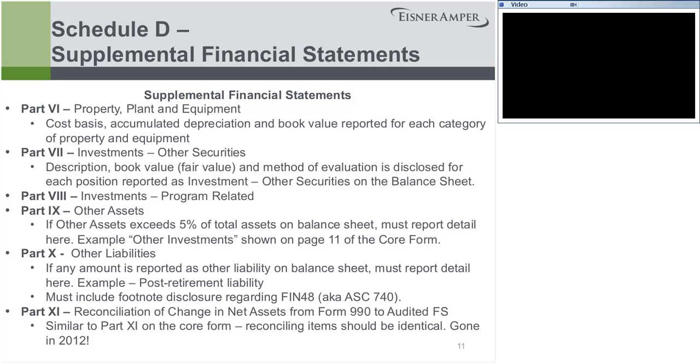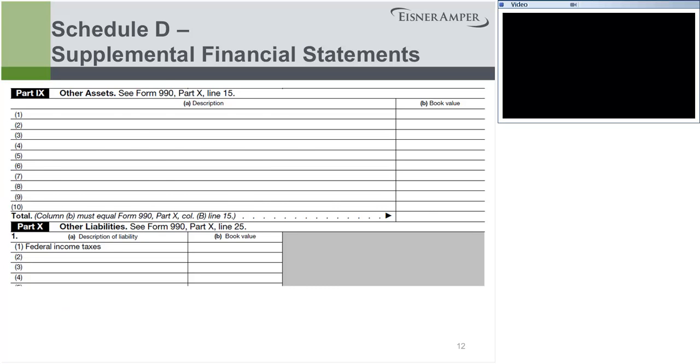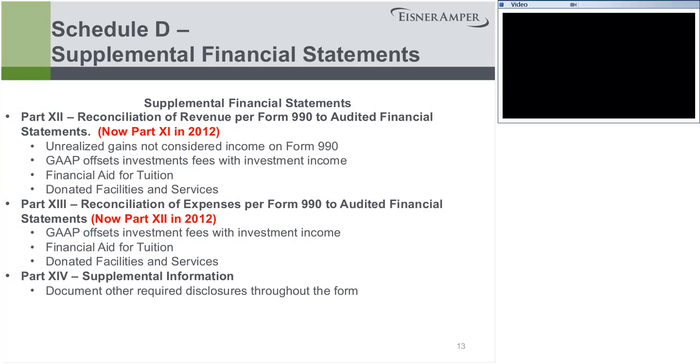And then the other thing that you'll find in Schedule D is the reconciliation of change in net assets from the 990 to the audited financial statements. And this is what I was talking about when you're trying to compare the two documents. It's very important to have a roadmap to understand why the numbers may not match. And there's several reasons why they may not match.